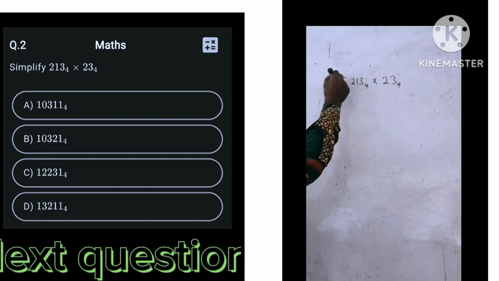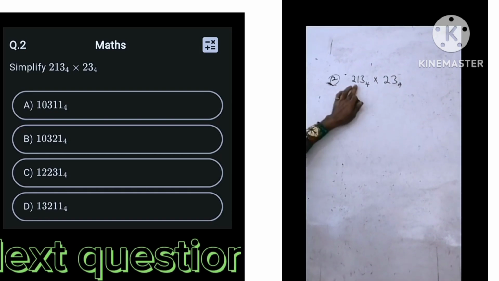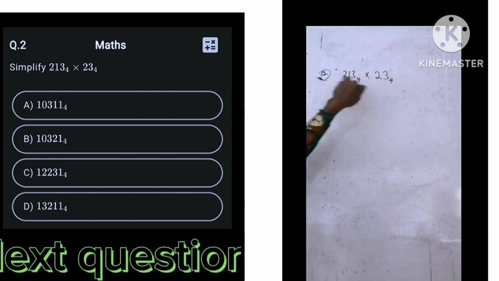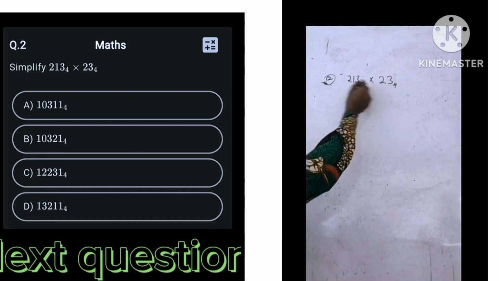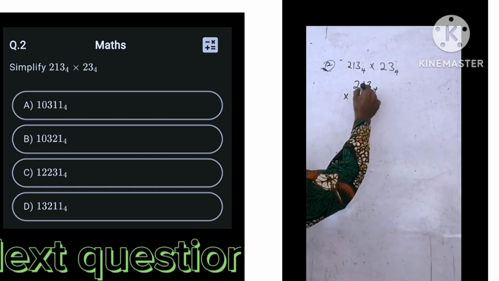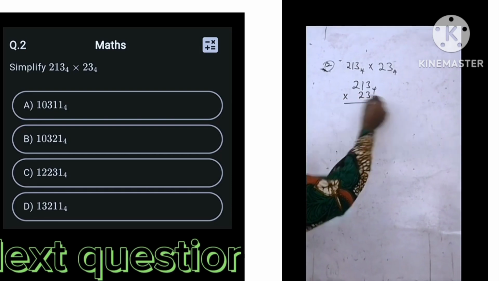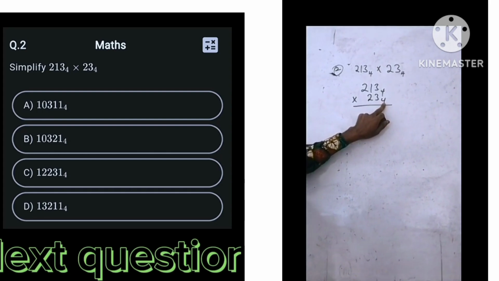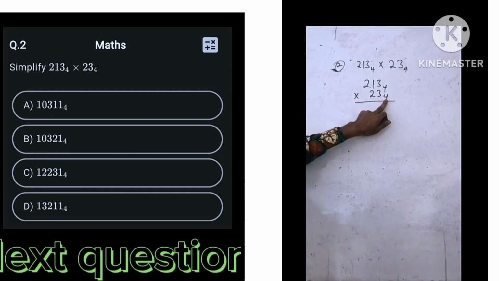This is question number 2. At this point, this is number base. We are asked to multiply this in base 4. So all I will do is write 213 base 4 times 23 base 4. Anything I multiply and it's up to the base, I will divide it and write down the remainder.